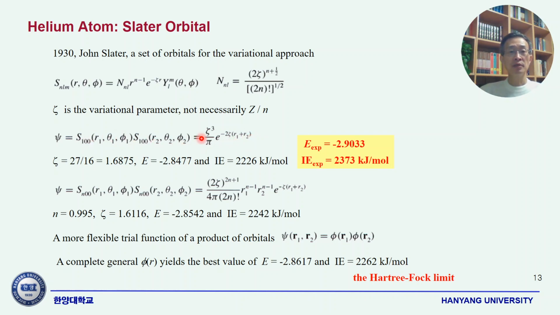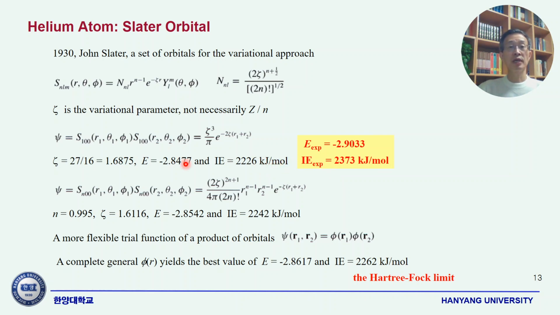You compute the variational energy and take the derivative against zeta, and set it equal to 0. What you obtain is 27 over 16, just the same as before. We haven't done anything new yet. Then what you obtain is minus 2.8477, and the ionization energy is 2226, and that's far from the experimental value, maybe 111 kilojoules per mole difference in ionization energy, the error in this case.